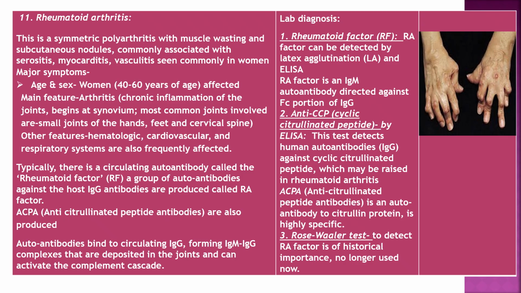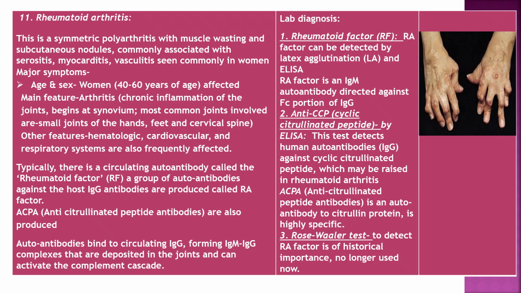The most common joints involved are small joints of the hands, feet, and cervical spine. Other features: hematologic, cardiovascular, and respiratory systems are also frequently affected. Typically, there is a circulating autoantibody called rheumatoid factor (RF). A group of autoantibodies against the host IgG antibodies are produced, and they are called RA factor.